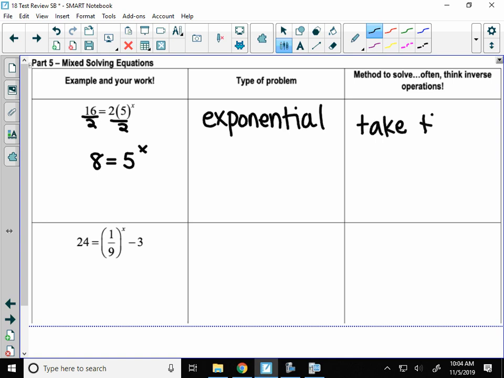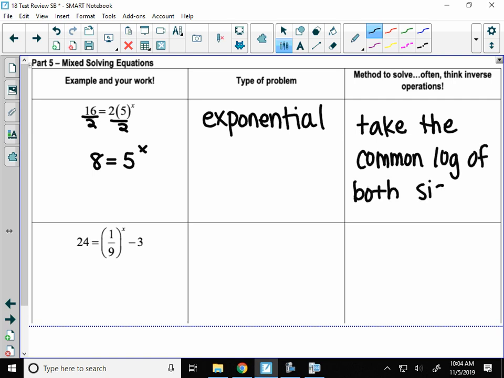What kind of log? The common log or the natural log? The common log of both sides. Why am I using a logarithm? Anybody know? What's the inverse of an exponential? A logarithm. And we have to take the log to move the x out of the exponent. So let's throw a log at this problem.